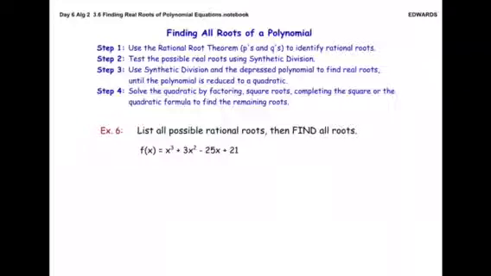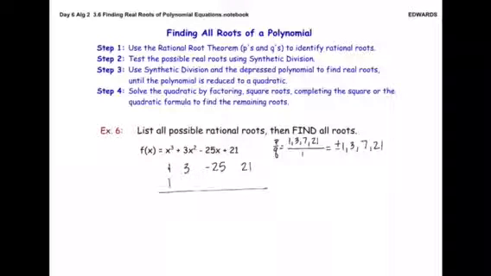So to find all of the roots of the polynomial, the first thing that we want to do is list our p's over our q's. The factors of 21 are 1, 3, 7, 21. The factors of 1 are just 1, so our possible roots are plus or minus 1, 3, 7, and 21. Make sure you take the plus or minus into account for everything. The next thing we want to use is synthetic division. So we make sure that all of our polynomials are in standard form, we use the coefficients of those terms. If we're missing a term, we replace it with 0.